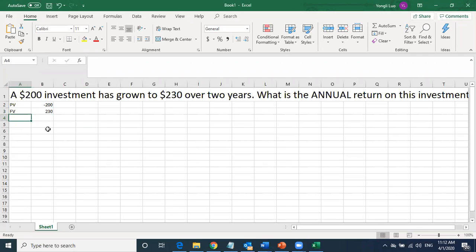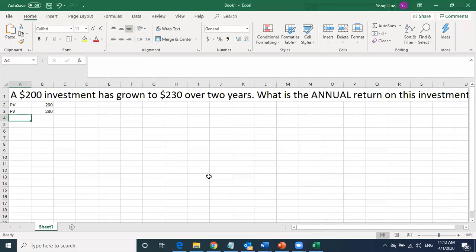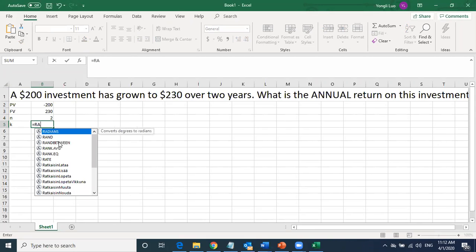Okay, so the rate is the one you're going to solve for. What is the annual return? How many years? 2 years, right? The number of time periods is 2. You don't have any payment during this process. So we choose the annual return, which is the k, to solve for. Remember, we have all the parameters. Now the function I want to introduce is called rate.